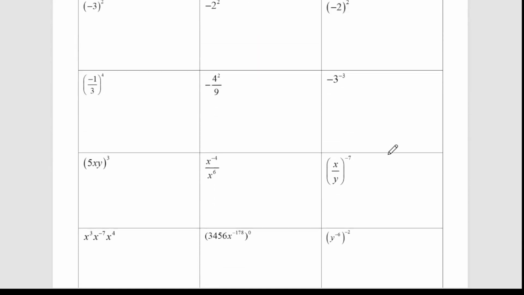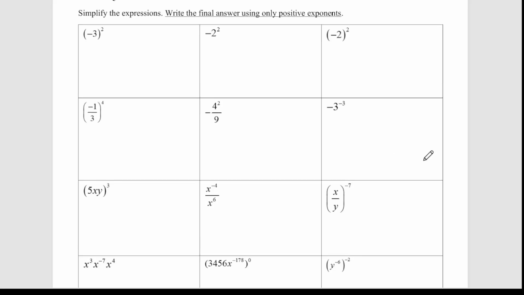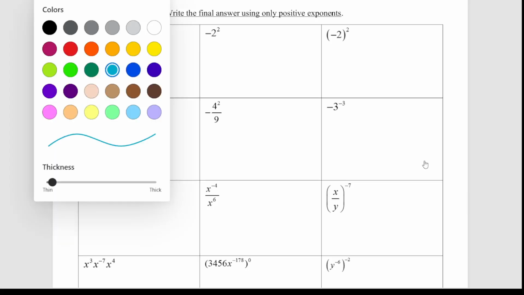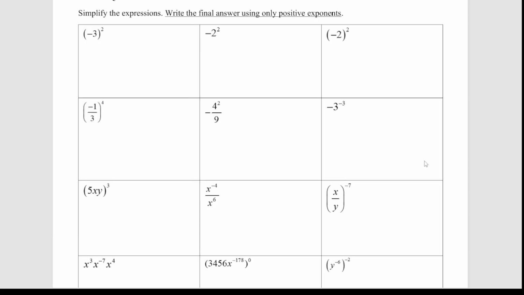So with that in mind, let's go ahead and practice simplifying some of these. I know there's quite a few of these, but I would still encourage you to pause your video and try to simplify all of these without the use of a calculator, where they all turn out to have only positive exponents. So let's go ahead and do some simplification.